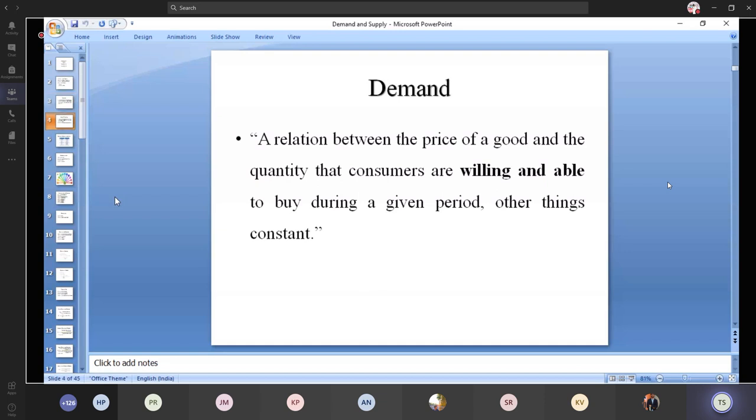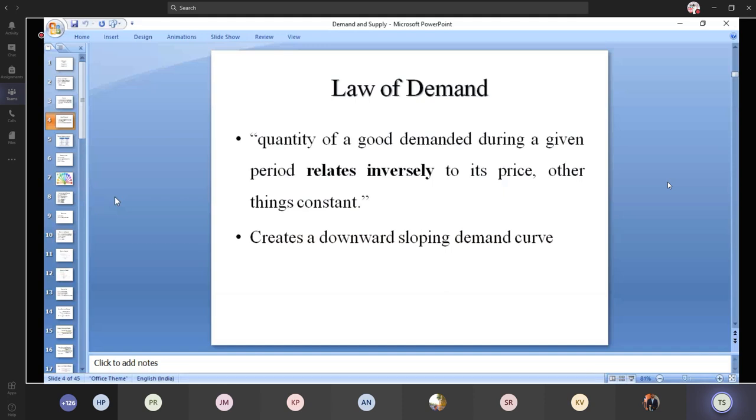And the next concept is the law of demand. That is the same relationship between the price and the quantity demanded that we are going to discuss here. It says there is an inverse relationship between the price and the quantity demanded. This is for a single commodity. If the price increases, the quantity demanded will decrease. Otherwise, if the price decreases, the quantity demanded will increase. So the price and the quantity demanded of a particular product relate inversely. There is a negative relationship between the price and the quantity demanded.